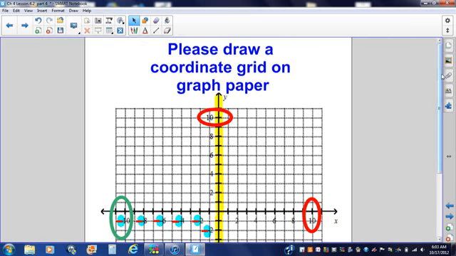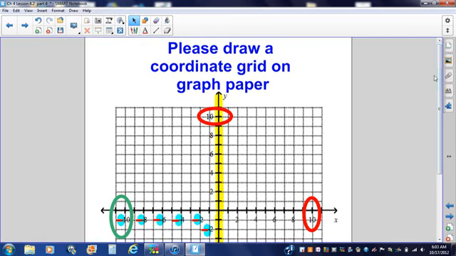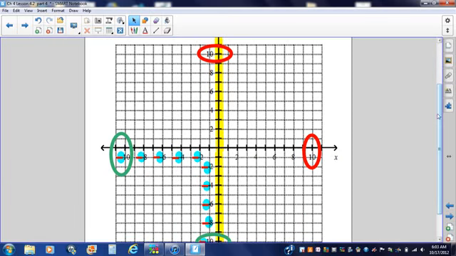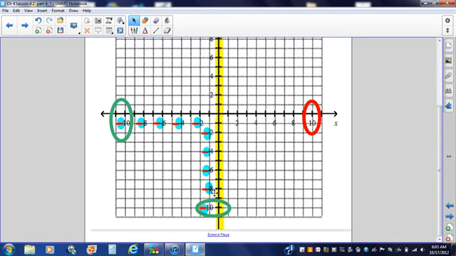So I would like you to take out a piece of graph paper. If you do not have graph paper, you will have to draw this in your spiral by hand. Draw yourself an XY coordinate grid. On the right, you're going to go to positive 10. You're going to go up positive 10. On the left, you're going to go to negative 10. Then you're going to go down negative 10.